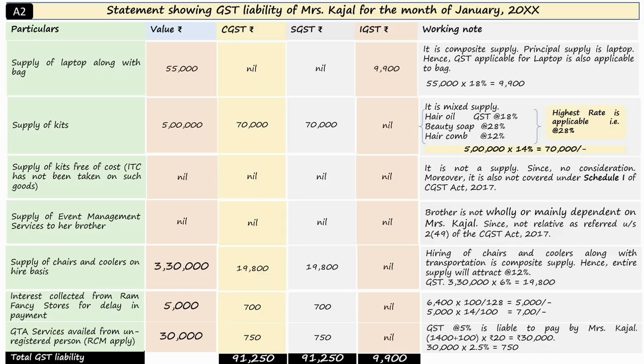Got it, my dear sir? Record. Quickly record, please. I'll wait. Working note is important here. Working note, very important.